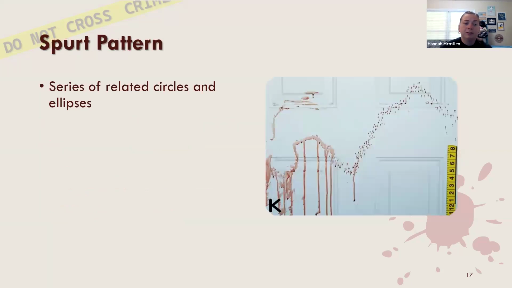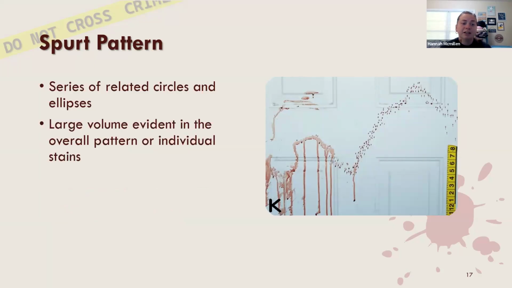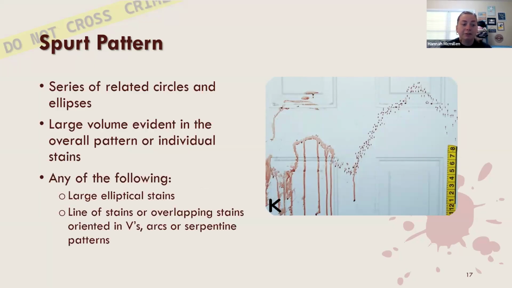For a spurt pattern, these are, again, a series of related circles and ellipses, and a large volume is evident in the overall pattern or individual stains. This can include any of the following. We could see large elliptical stains, we could see lines of stains or overlapping stains oriented in V's, arcs, or serpentine patterns. So this goes into an arterial spurt. An arterial spurt is when you cut an artery. And with an artery, since it's moving such large volumes of blood, it's going to be expelling a lot more blood in a very forceful manner.